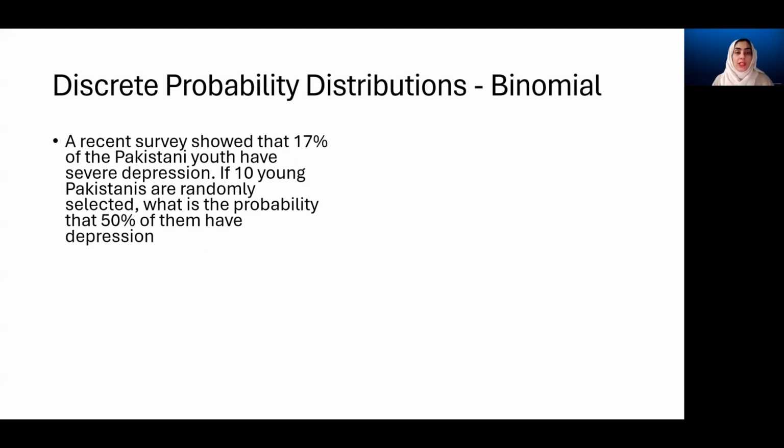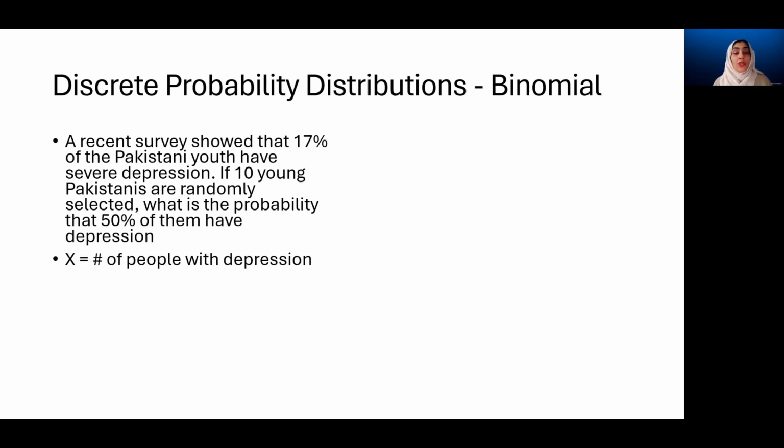Let's have a look at another example. A recent survey showed that 17% of the Pakistani youth have severe depression. If 10 young Pakistanis are randomly selected, what is the probability that 50% of them have depression? Now, this is a very similar question, but it has been posed slightly differently. Here we see percentages, and we do not see an exact mention of the number of successes we are looking for. And the probability of success is 17%.